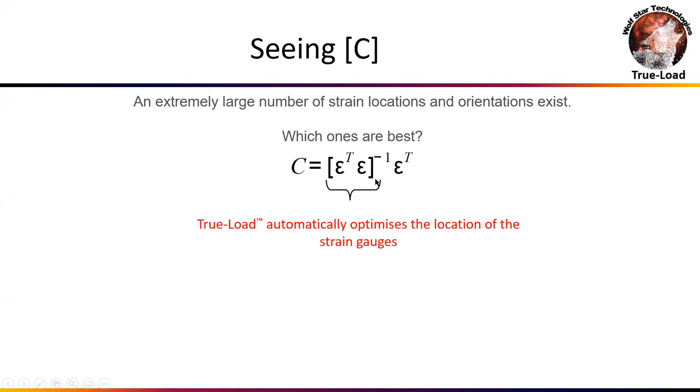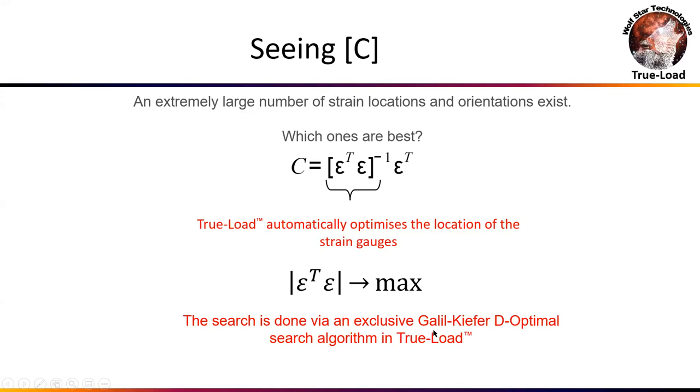So we've got an algorithm that basically recognizes that the inverse of a matrix is defined by the adjunct of the matrix divided by the determinant of the matrix. So basically, we want the thing in the bottom, the determinant. We don't want the determinant to be 0. We want that to be maximum. So this is our objective function. We're maximizing the determinant of strain transpose strain, and we're doing that hunt with this technique called the Galil-Kiefer D-optimal search algorithm, and we've borrowed that from design of experiments. This is a very efficient way to find the best strain gauges.